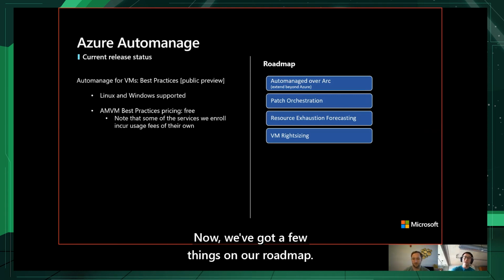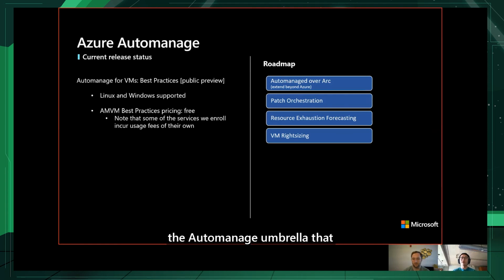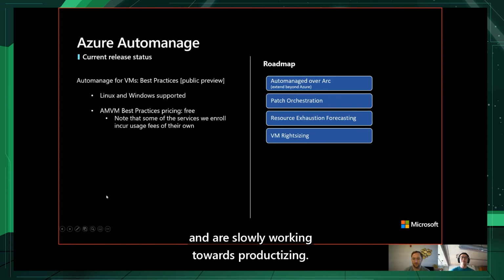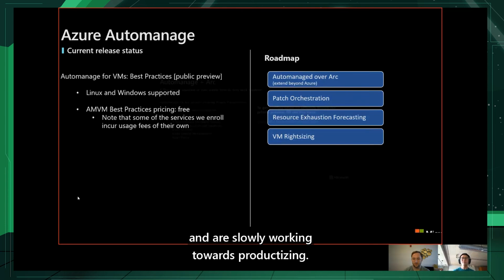Now, we've got a few things on our roadmap. You just saw a demo of Automanage over Arc. That's currently approaching private preview. So on the next slide, I'll give you a link to a form to fill out if you would like to join us in this private preview. And then we've got some things under the Automanage umbrella that we're really looking forward to. Something like a workload-aware patch orchestration service that builds upon the update management services that Azure currently provides. We've got machine learning-backed resource exhaustion forecasting and VM right-sizing features in the pipeline as well. Those are features for which we currently have proofs of concept, and are slowly working towards productizing.